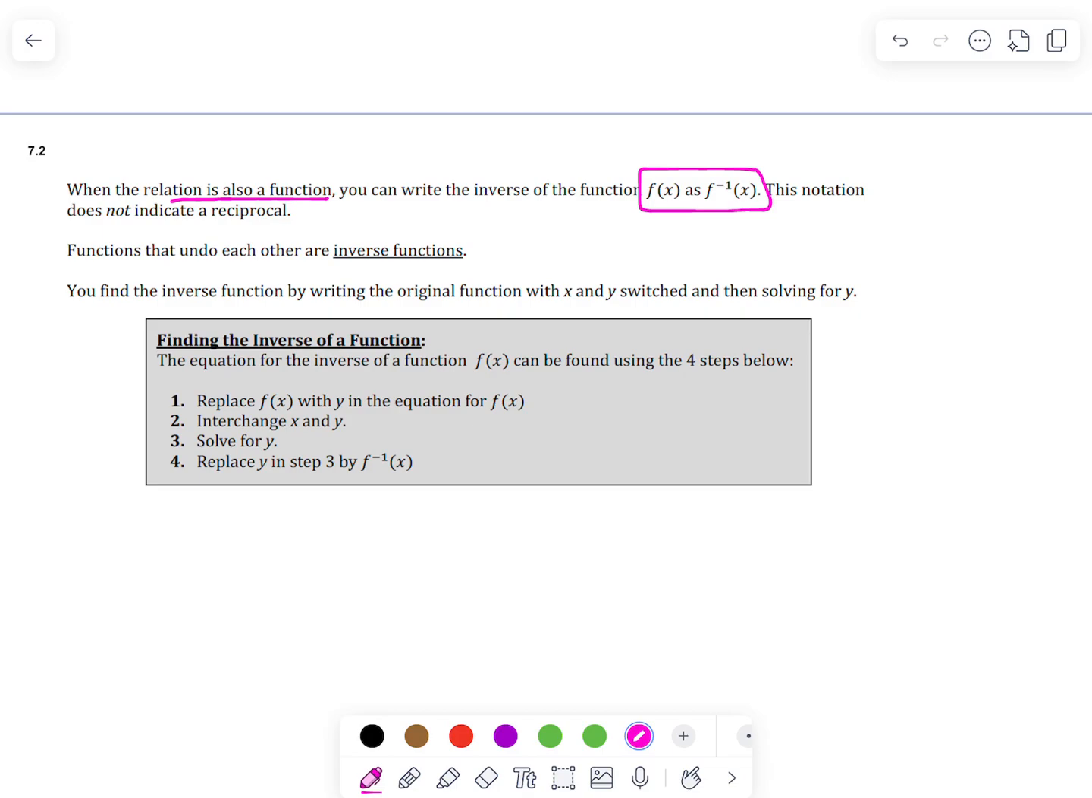Functions that undo each other are called inverse functions. So we can take a relation or a function and do this 4-step process to find the equation of the inverse. Step 1 is we replace the function with y. Step 2 is we interchange the x and the y in the equation. Step 3, we solve for y. And then step 4, we replace y with f inverse of x. And this is when we have a function and we want to find the inverse.